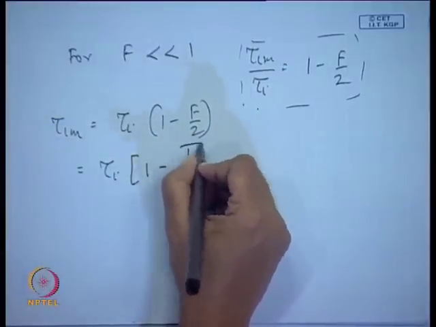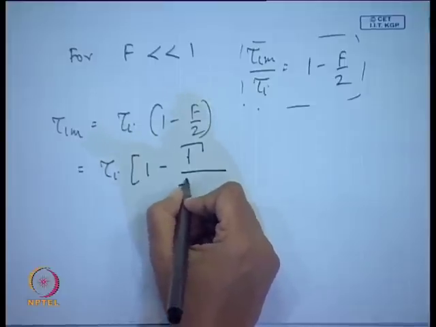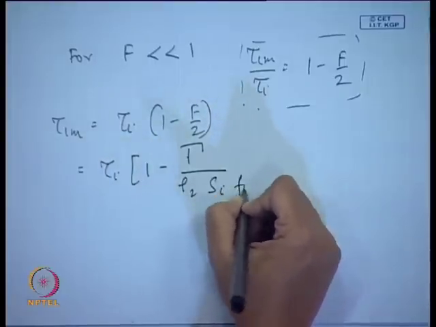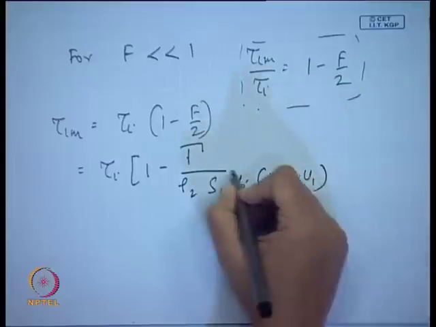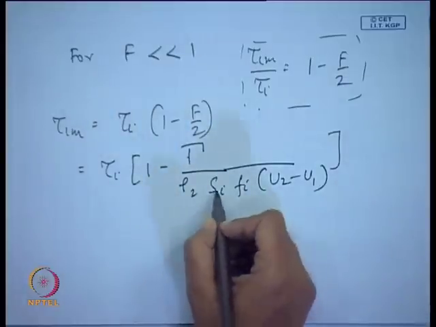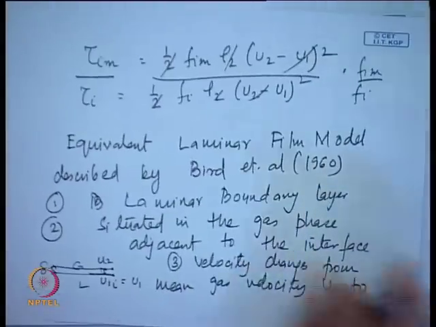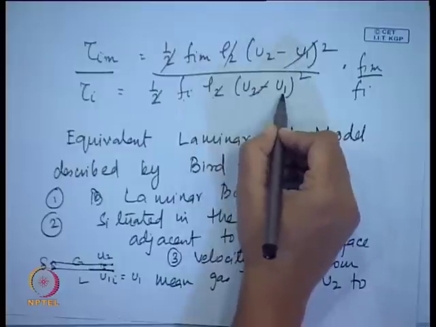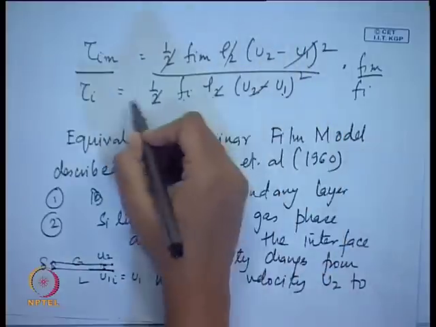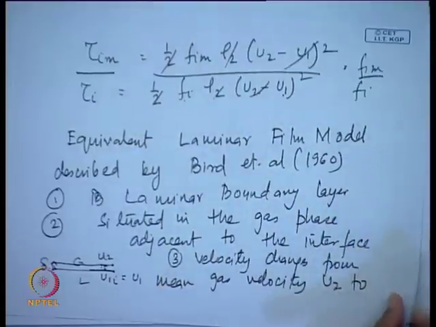So, it becomes gamma rho 2 S I F I into u 2 minus u 1. I can write it in this particular way, and I know what this is: rho 2 F I into u 2 minus u 1. If you see here, rho F I rho 2 into u 2 minus u 1, what will it be? It will be 2 tau I by u 2 minus u 1, is it not? Is this part clear to all of you?